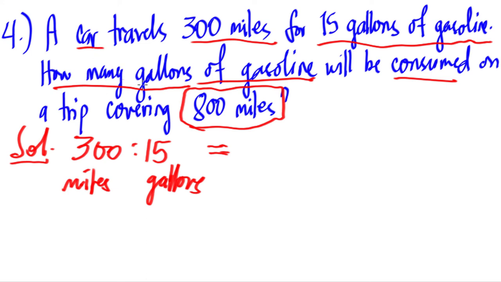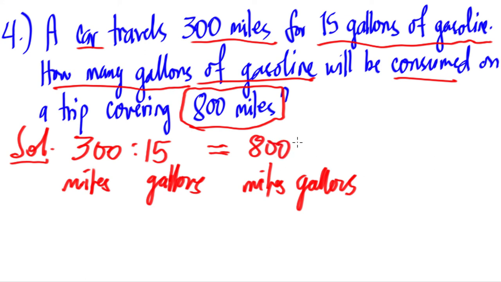The question is how many gallons? We don't know how many gallons we need, but we know that we will be covering 800 miles. Since miles is the first in our ratio on the left-hand side, we need to follow that order. So this must be miles here, and this must be gallons here. Since we will run for 800 miles, how many gallons do we need? So this is a question mark, or better yet, let's denote that as x.